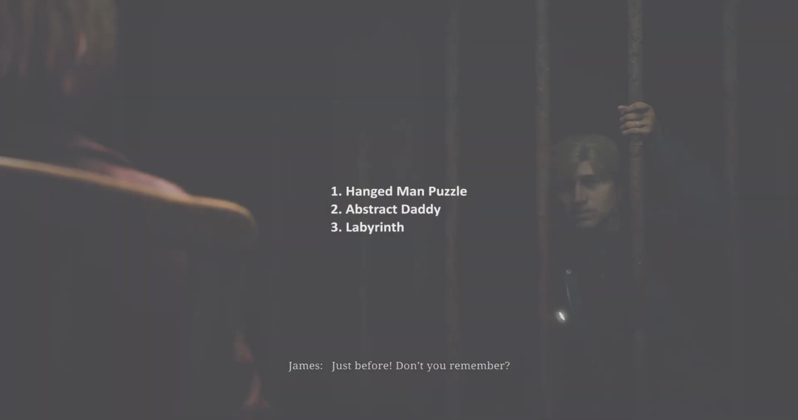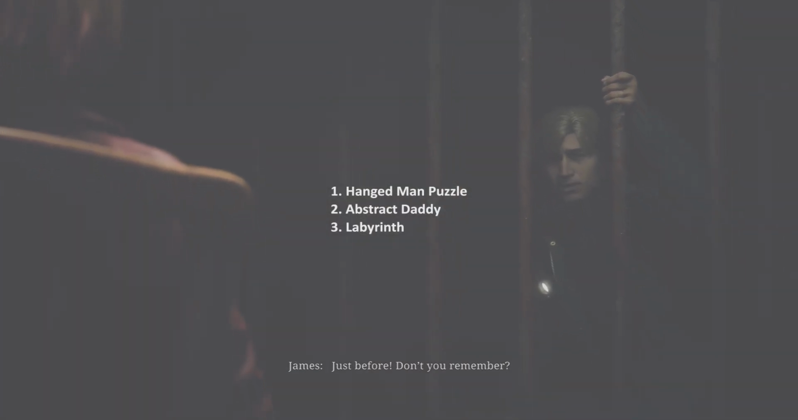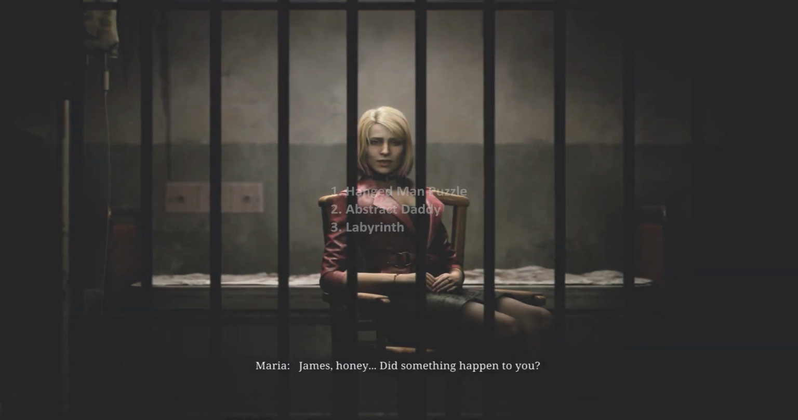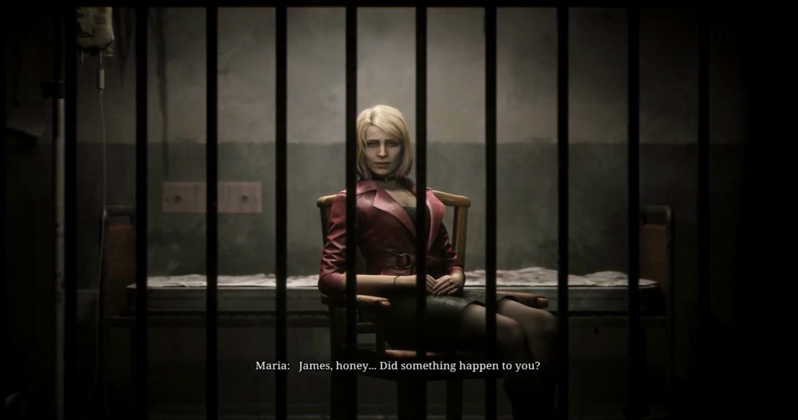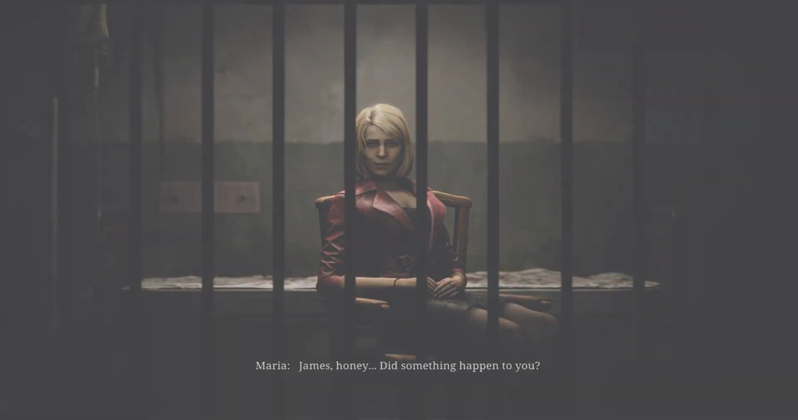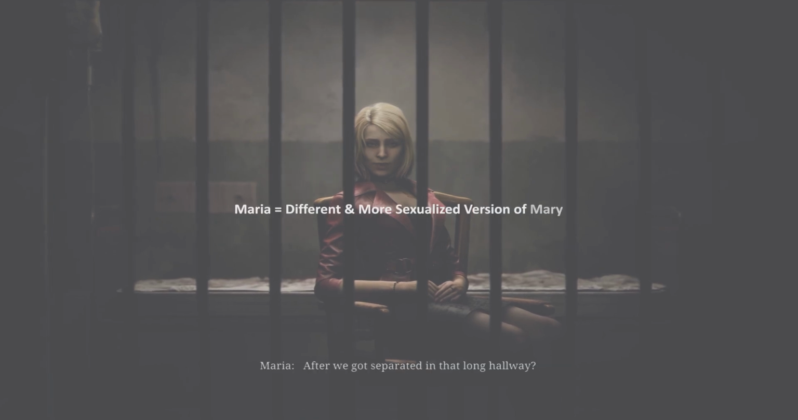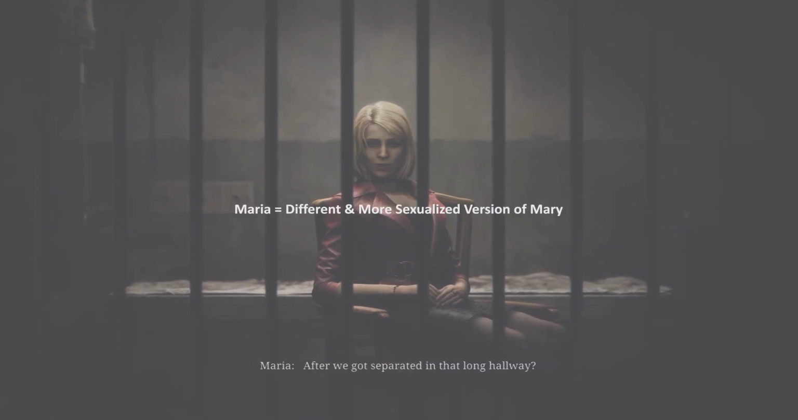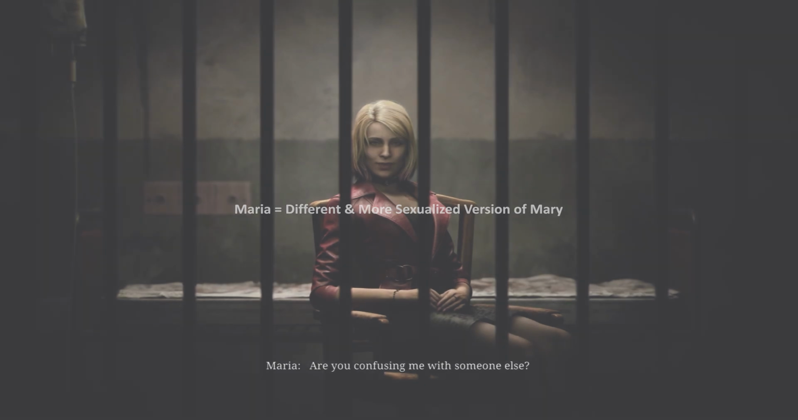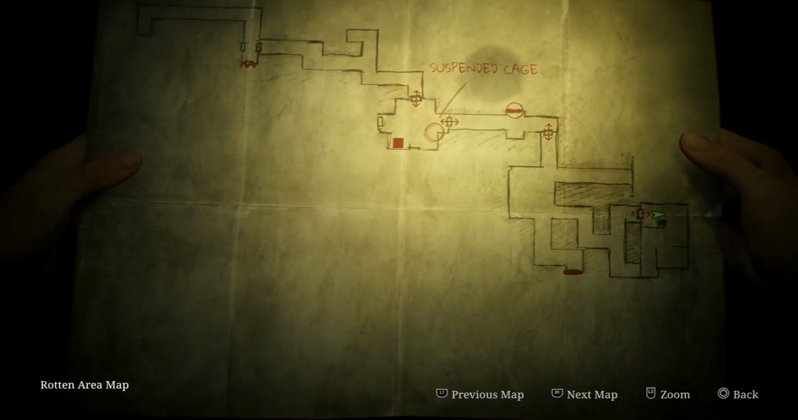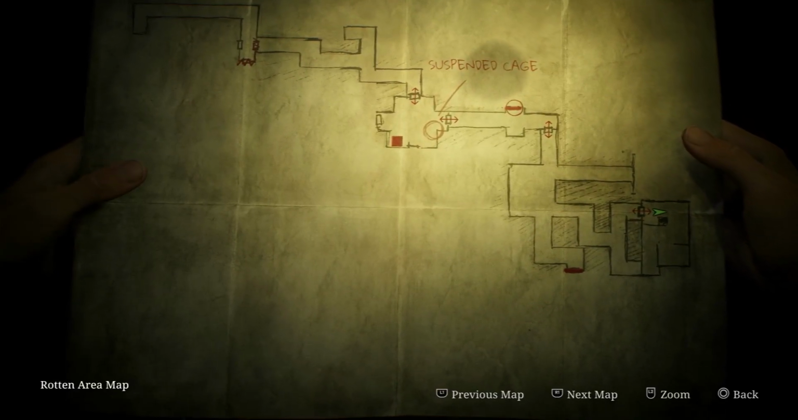After beating the abstract daddy, we can now go further into James' Labyrinth, where we encounter Maria. Maria is a motif of James' dead wife, a different and more sexualized version of her. We also encounter different repeating motifs of monsters in this level.